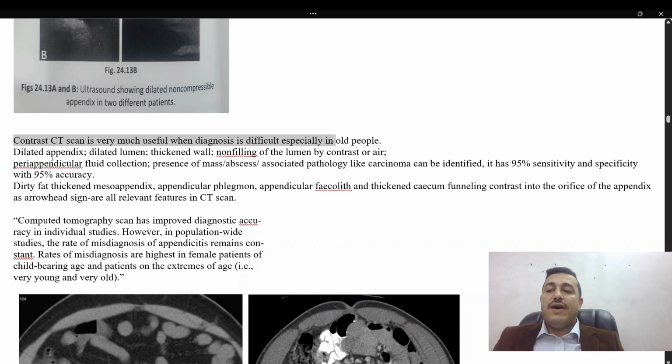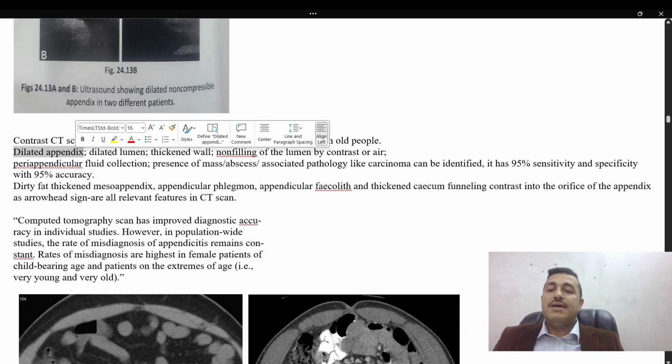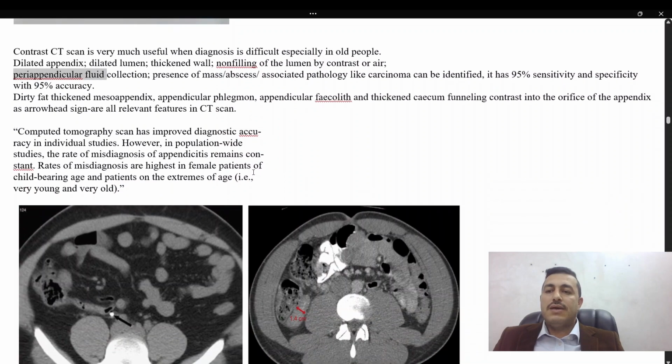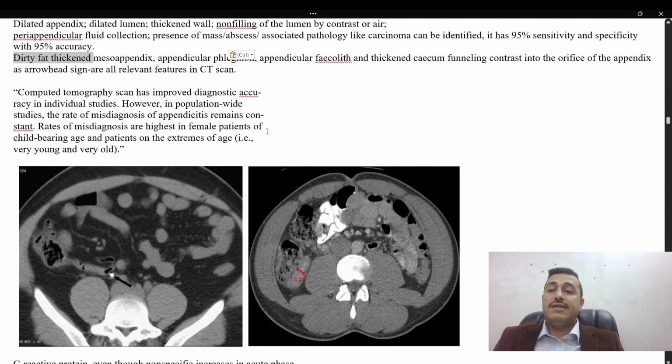Of the findings on the CT: dilated appendix, dilated lumen, thickened wall, non-filling of the lumen by contrast or air, periappendicular fluid, presence of abscesses, mass, cancers. Okay. Dirty fat around the appendix and mesoappendix. This is a very helpful sign. Appendicolith, we can find it also.